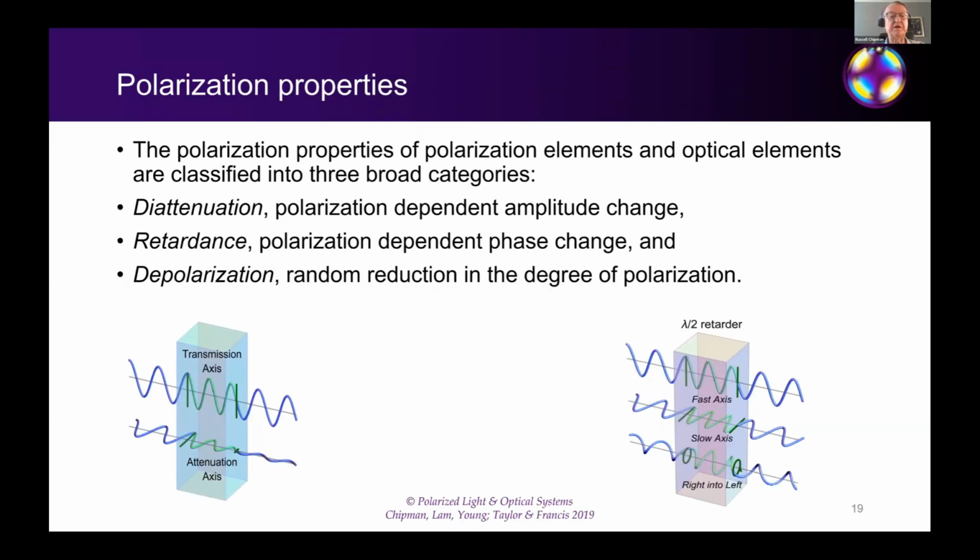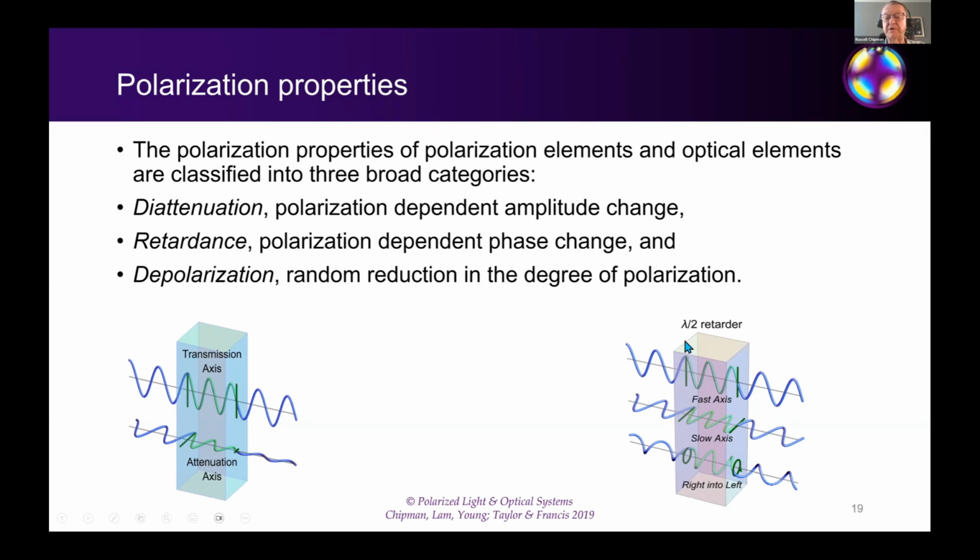And we have 3 properties, 2 of which we're most concerned with, and then a third for completeness here. But diattenuation is when we have a polarization dependent amplitude change, like polarizers. This is also like just what happens at Fresnel reflection or refraction from air to glass interfaces. Retardance is when we have a polarization dependent phase change, shown down here.